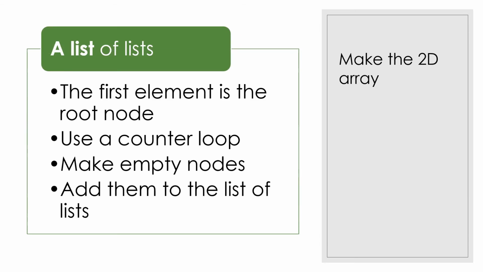Now I've got to make a 2D array to store the entire tree, starting at the root node and a load of other empty nodes. So I'm going to create a list of lists. That's how I would make a 2D array in Python. The first element is the root node, and then I'm going to use a counter loop, make a lot of other empty nodes and append them to the list of lists, and in that way I will make a 2D array using Python commands. So have a go at that. Stop the video, continue with your Python. I'll show you the answer in a second.